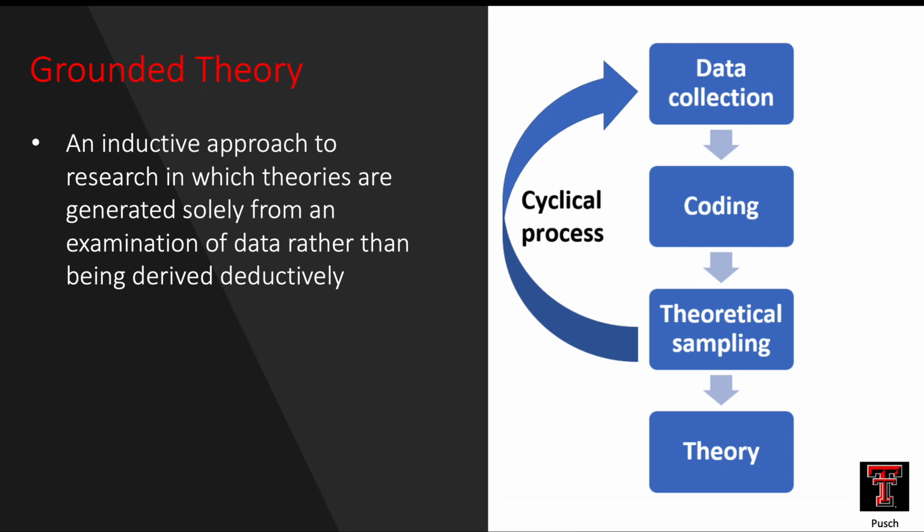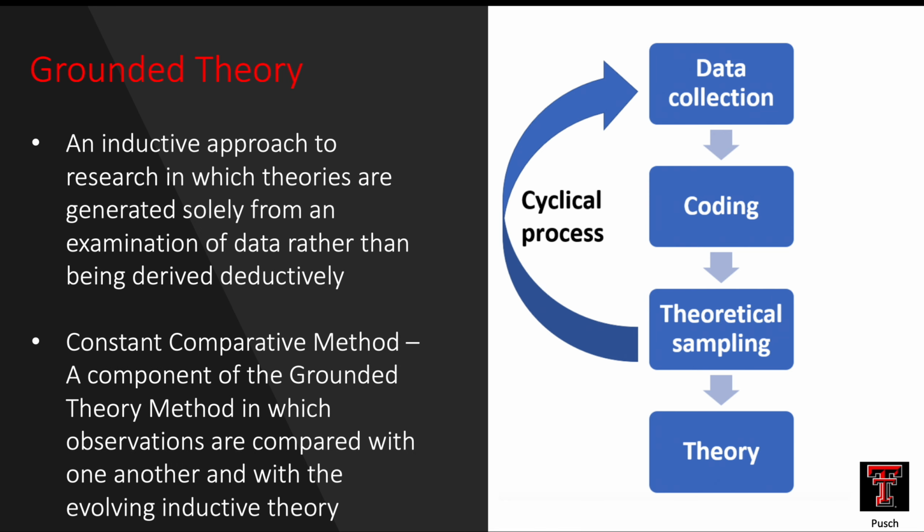So again, grounded theory is an inductive approach to research in which theories are generated solely from an examination of data rather than being derived deductively. So again, you're starting with your data collection, your coding, you're sort of coming up with some theories and then going back, collecting maybe a little bit more data. So the constant comparative method, we use this when we're using grounded theory, in which observations are compared with one another and with evolving inductive theory. So again, if you choose to do this, that's great. It's a little bit complicated, but I would love to see you try if you want to.